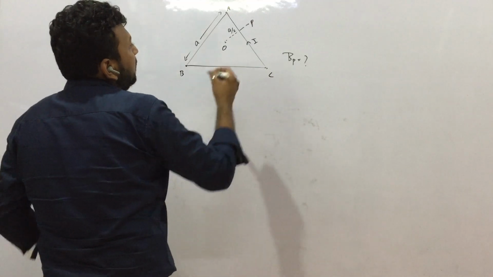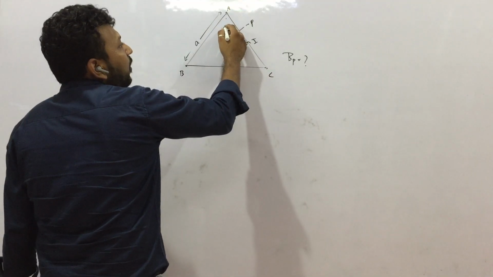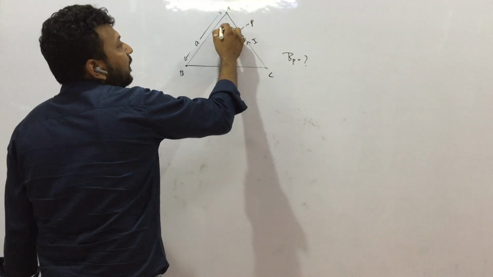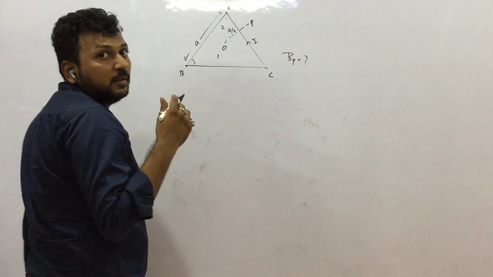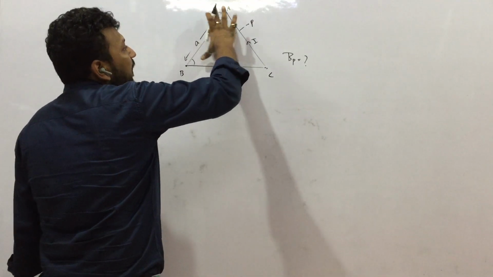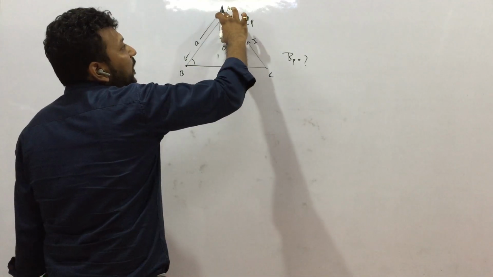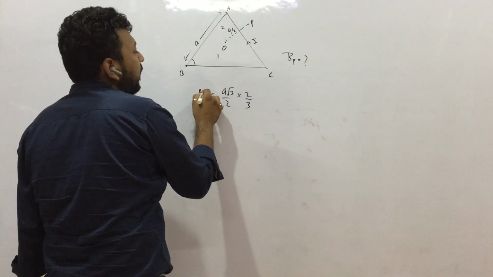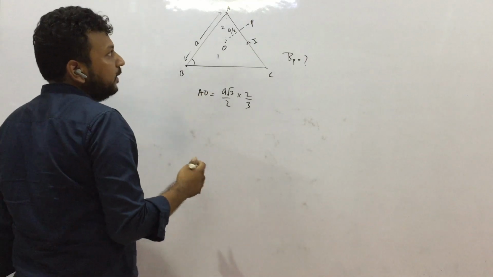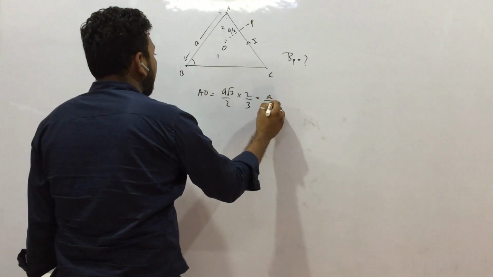Let us label the things. We know that the centroid of a triangle divides the median in the ratio 2:1. This angle is 60 degrees because it is an equilateral triangle. This side is A, and this is A sin 60, that means A root 3 by 2. AO is 2 by 3rd of that because it is a 2:1 ratio. So AO is A by root 3.